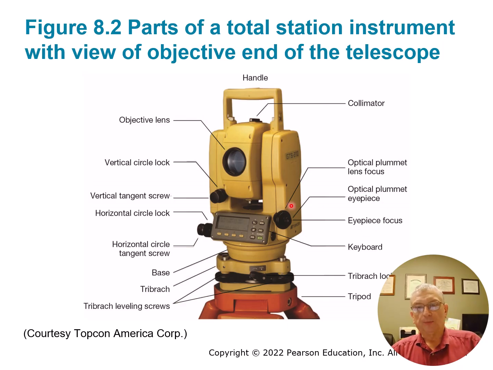This has an optical plumb. A lot of tri-bracs have optical plumbs on them. If your tri-brac has an optical plumb, your instrument will not be able to use an optical plumb. We'll come back to that in just a moment.